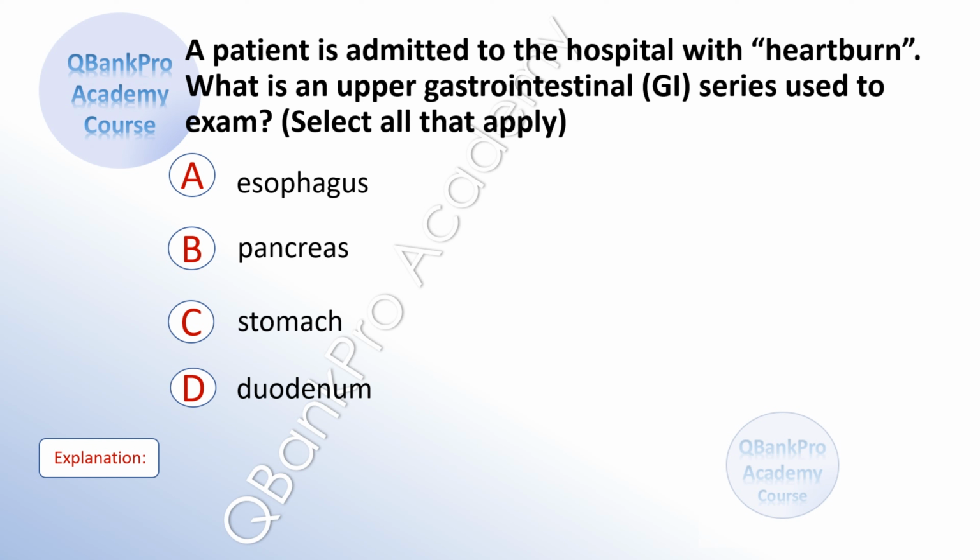A patient is admitted to the hospital with heartburn. What is the upper gastrointestinal series used to examine? Select all that apply. A. Esophagus. B. Pancreas. C. Stomach. D. Duodenum.